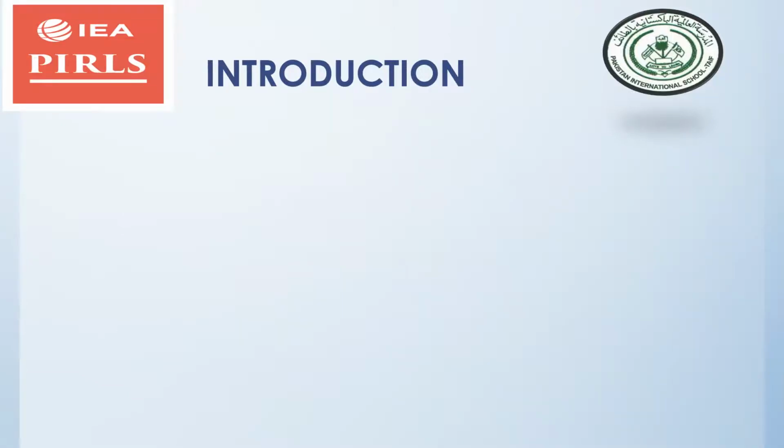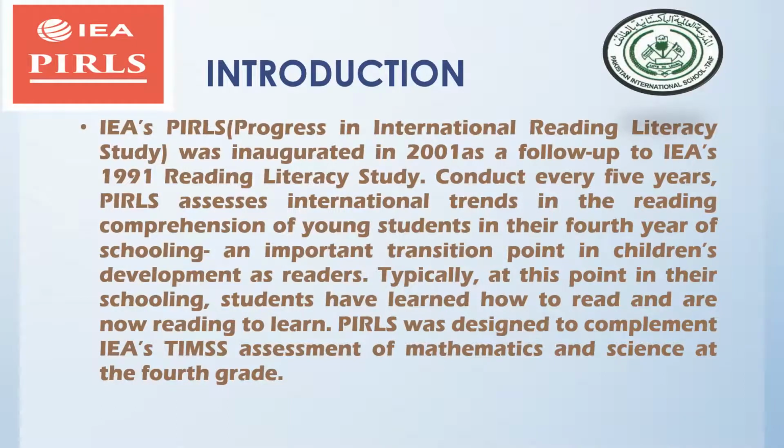Now here we have, dear students, the introduction about IEA PIRLS. PIRLS, Progress in International Reading Literacy Study, was inaugurated in 2001 as a follow-up to IEA's 1991 Reading Literacy Study. Conducted every 5 years, PIRLS assesses international trends in the reading comprehension of young students in their 4th year of schooling, an important transition point in children's development as readers. Typically, at this point in their schooling, students have learned how to read and are now reading to learn. PIRLS was designed to complement IEA's TIMSS assessment of mathematics and science at the 4th grade.